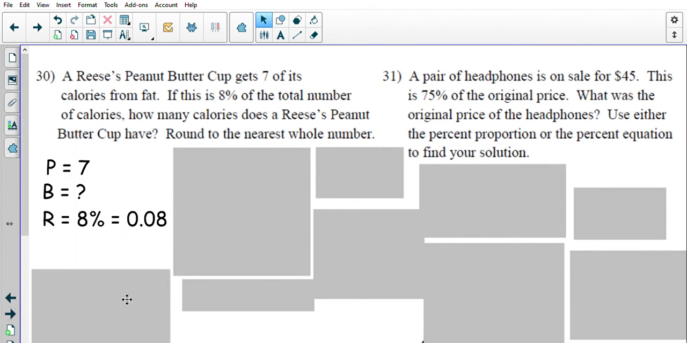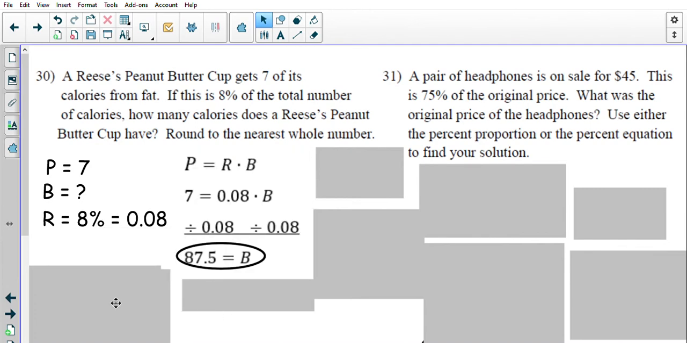So 8% is clearly the percent, that's R, or 0.08 if we choose to write it as a decimal for the percent equation. 7 is the part, even though it's close to the word "of"; it's the part out of the total number of calories that come from fat. So our base is our unknown in this case. So the percent equation, P equals R times B, will be 7 equals 0.08 times B. Divide both sides by 0.08 to get 87.5.